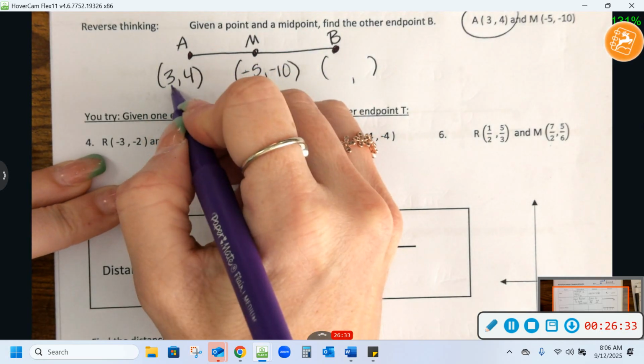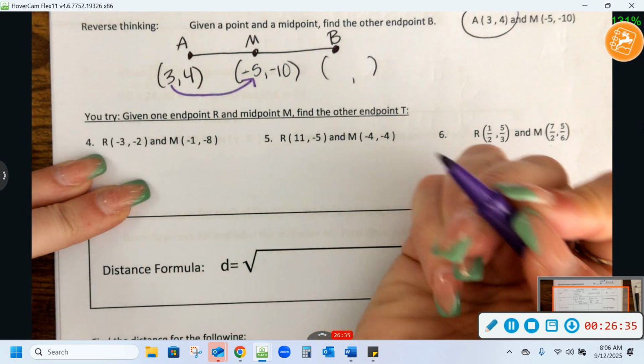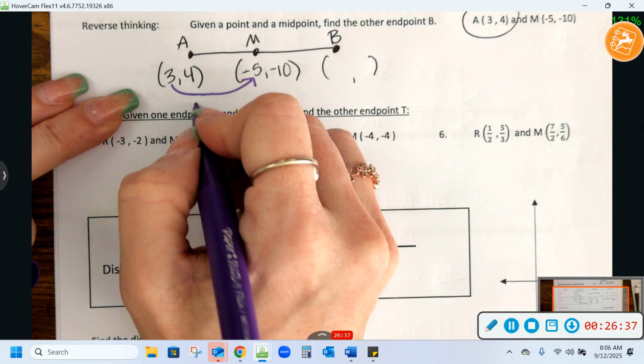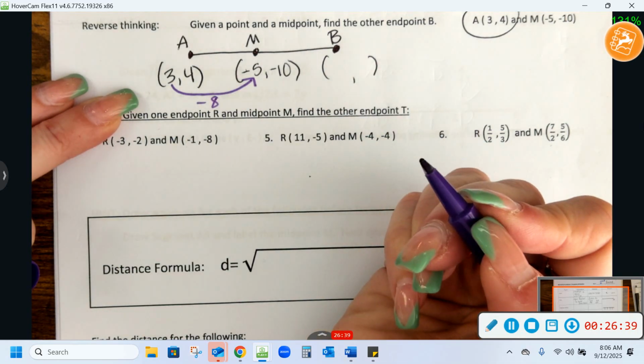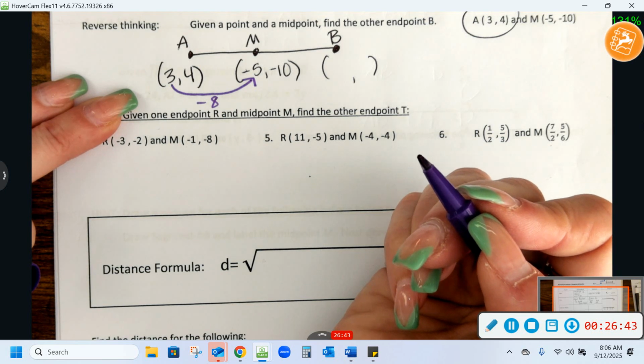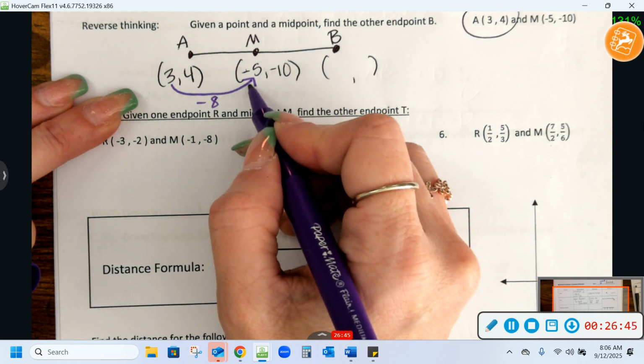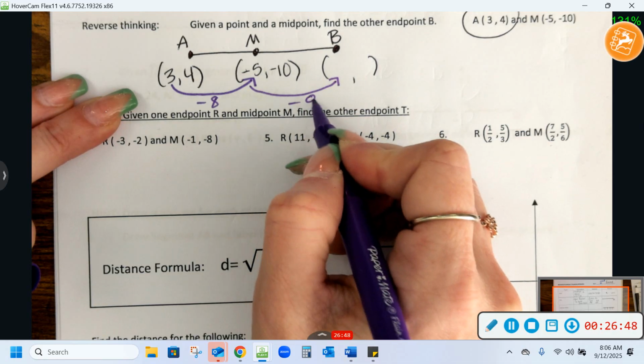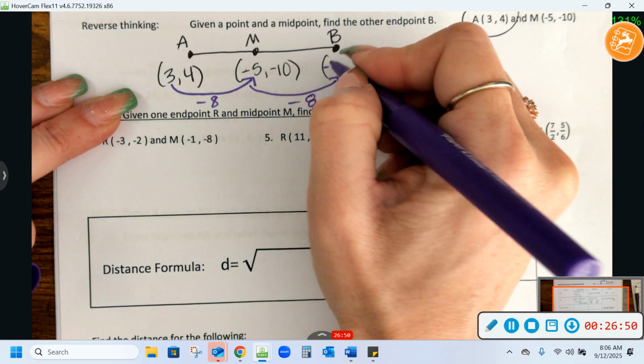To get from 3 to -5, I'm going down 8, right? So to get to the other endpoint, I need to go the same distance. So -5 to here, I need to go down 8. So -13.